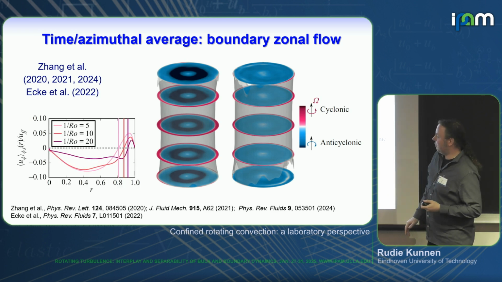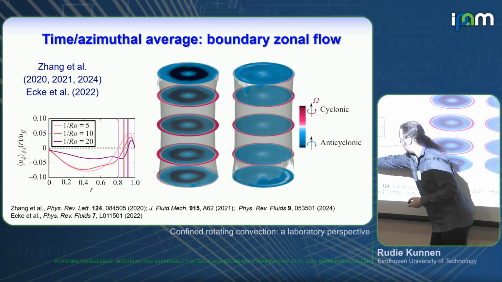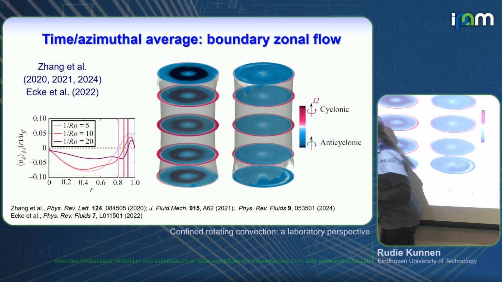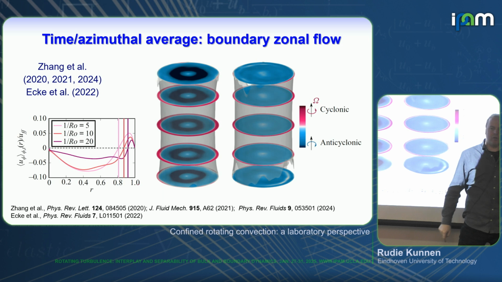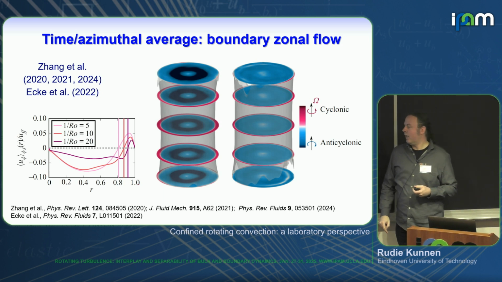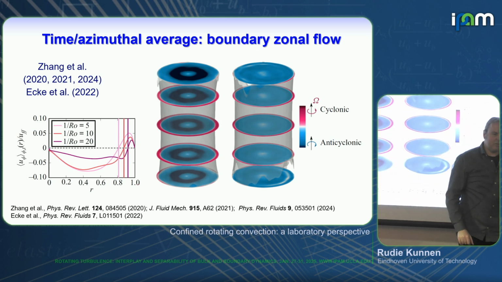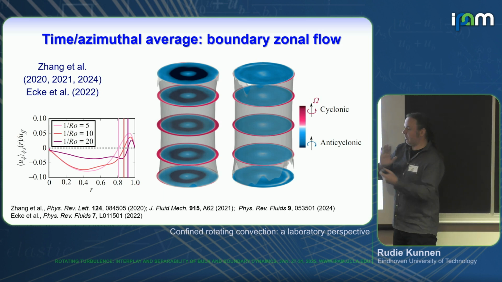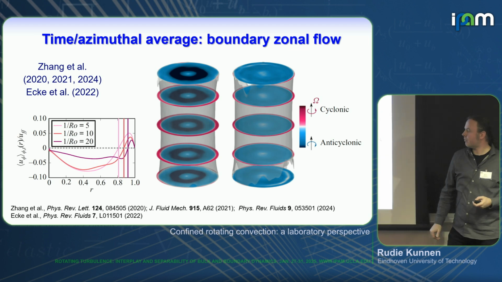And this can also be summarized in plots like this, where the average azimuthal velocity is plotted as a function of radius, where you can see the bulk is overall going against the direction of rotation, and there's this cyclonic part close to the sidewall. So this is another way to detect these, and this is what the Göttingen group called the boundary zonal flow. So there's definitely some flow also related with this precession of the wall mode.